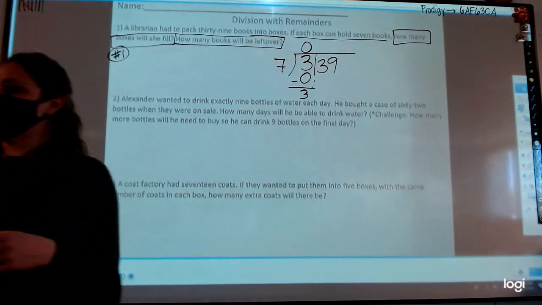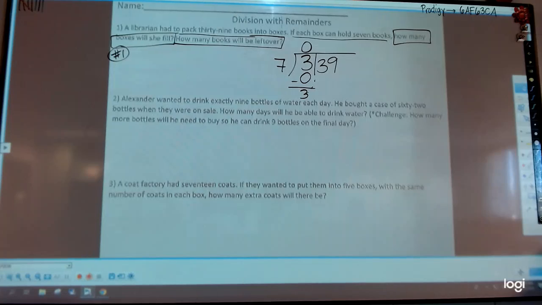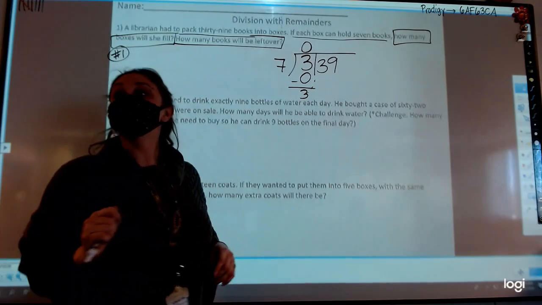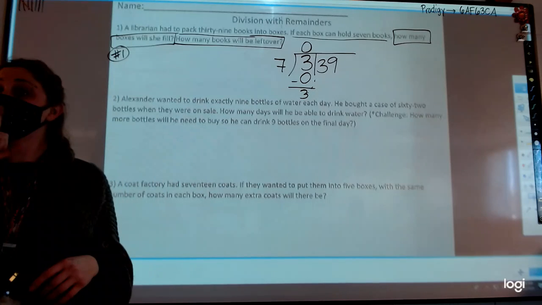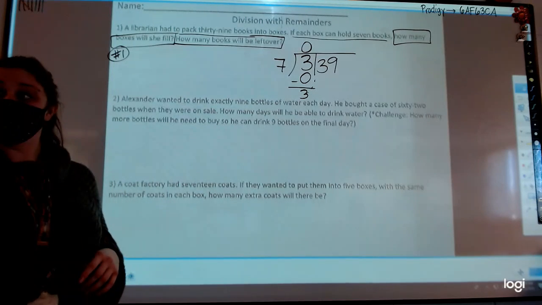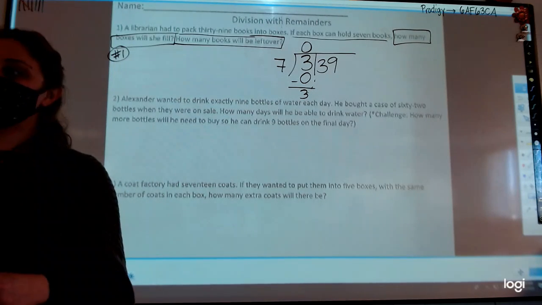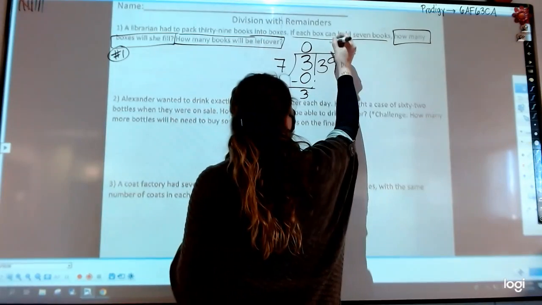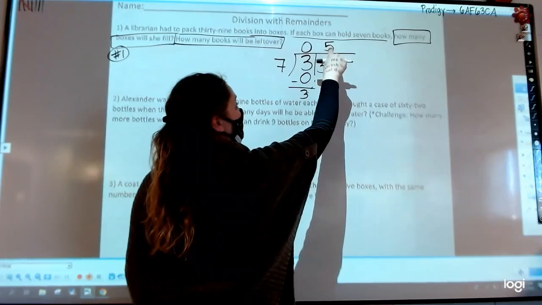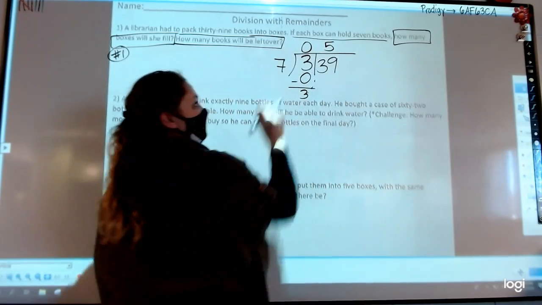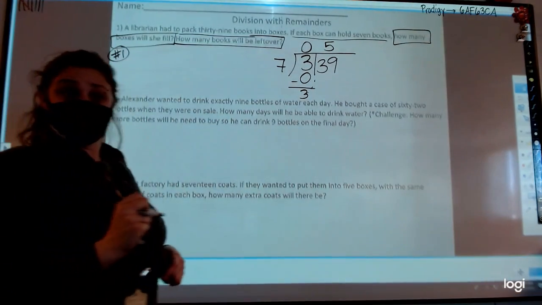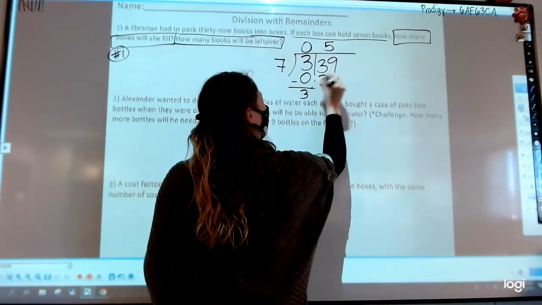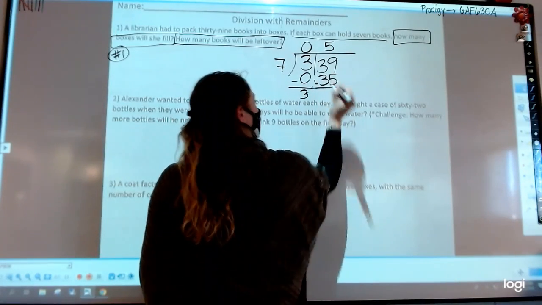All right, now what do I ask myself? Someone that hasn't answered a question in a while. Cadence? How many times will 7 go into 39? Yeah? And it can't go over. Do you know how many? 5 times. 5 times, nice job. All right, once we know it'll go in 5 times without going over, well, what is 5 times 7? Emma? 35. Write that down here and I subtract.